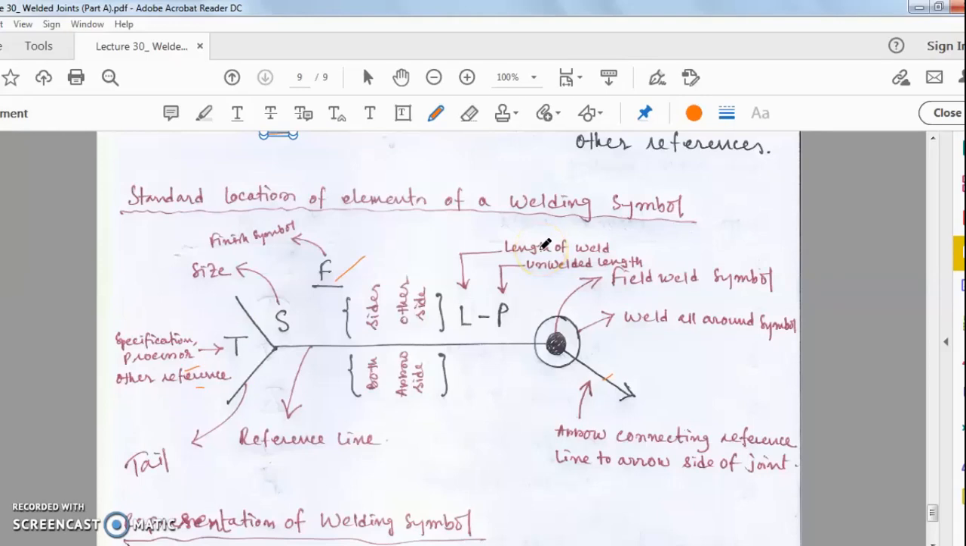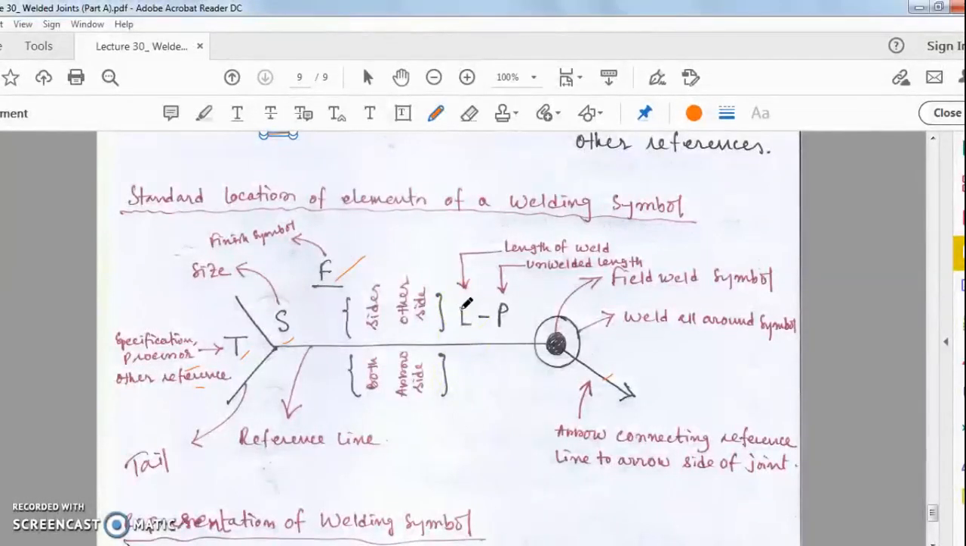So in a design drawing you can see it like this. This is the tail. This is the method of welding. This is the size of welding. Like the size of the plates, if two 5mm plates are joined, obviously the size of the weld will be 5, so you can mention S equal to 5. Then the finish symbol. This is the basic symbol. Both side arrows, other side like this. Now L means it is the length of weld.